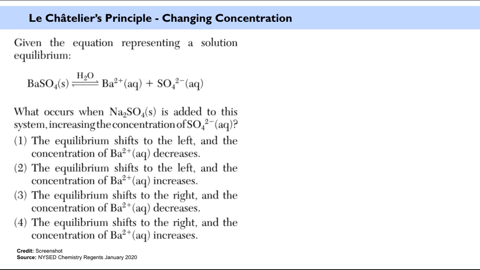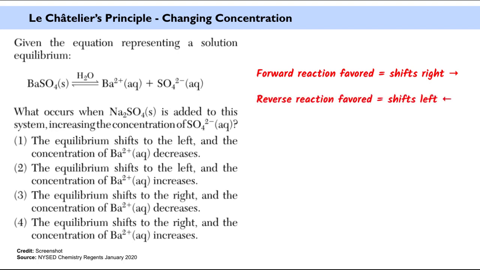I see a lot in this question about shifting equilibrium. So just a quick note, look at the way that the arrows are pointing. If the forward reaction is favored, that's a shift to the right. If the reverse reaction is favored, that's a shift to the left. Now, if the question is telling me the concentration of SO4 2- is what is being impacted, because the question explicitly tells me it's increasing the concentration of SO4 2-. That is a product in this equation.